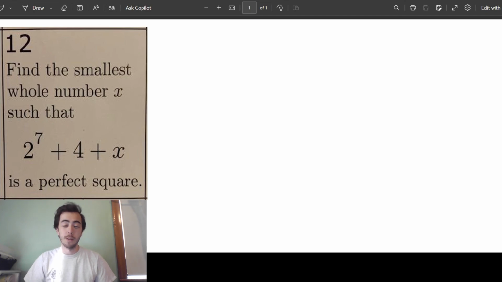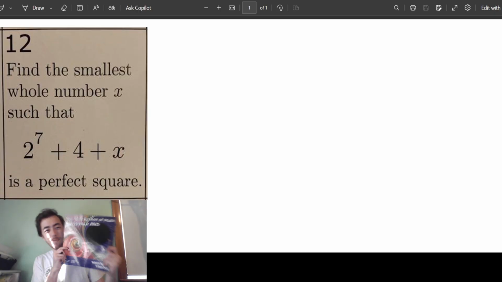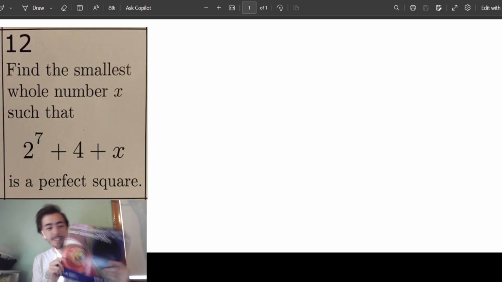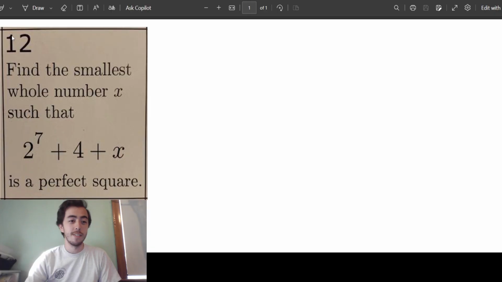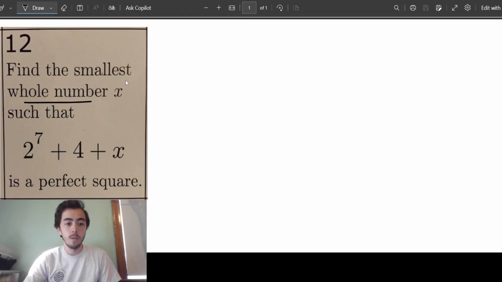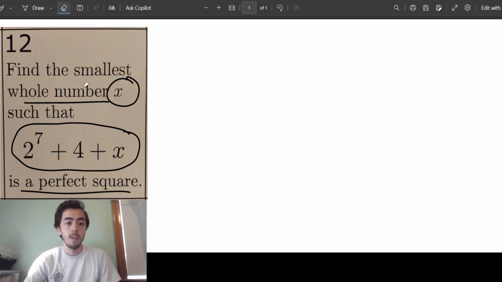Today is August 12th, my birthday, and we're solving problem number 224 from the Daily Epsilon calendar. And hopefully, the answer today is 12 because that matches today's date. So we need to find the smallest whole number x such that this expression right here is a perfect square.